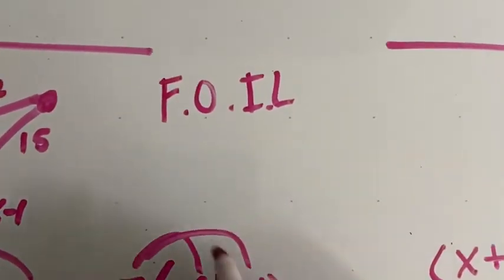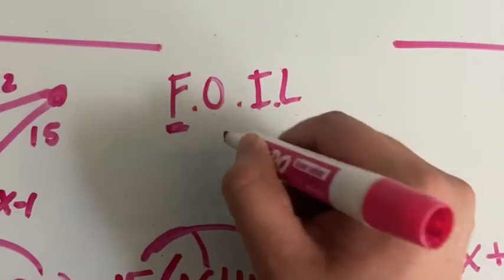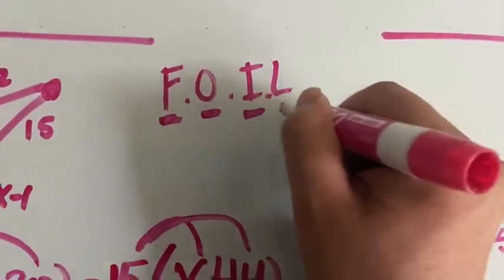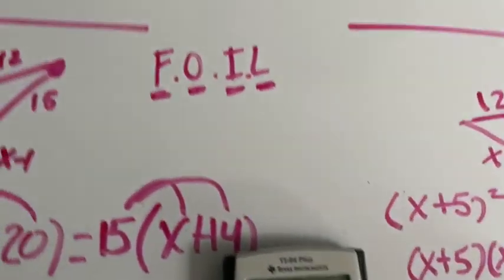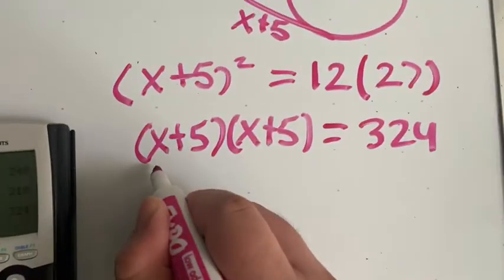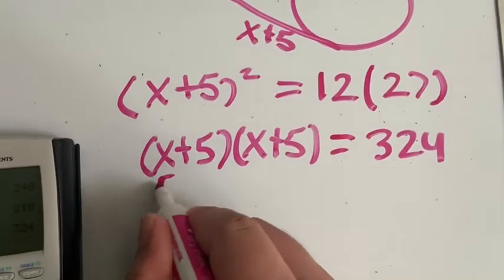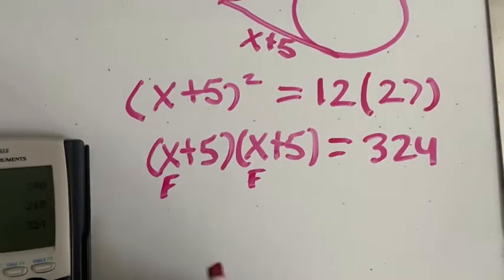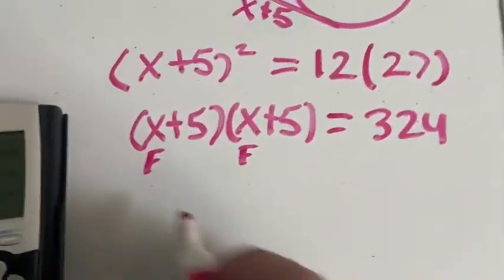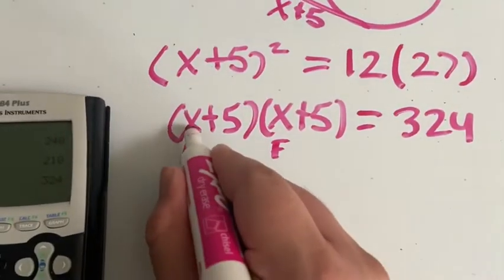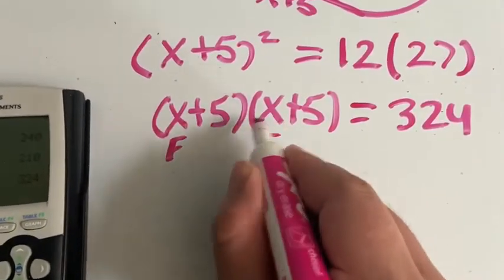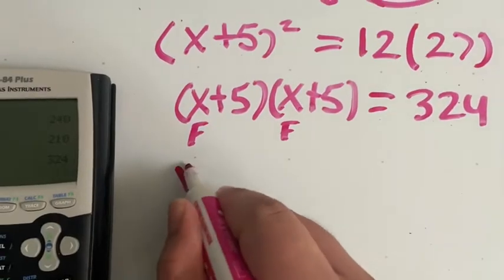So what FOIL means is you're going to multiply the first, the outside, the inside, and the last. Now what that means is whatever term comes in first in the expression. So this would be our first, right? Okay. So I'm going to multiply these first, right? So an x times an x is x squared, correct?